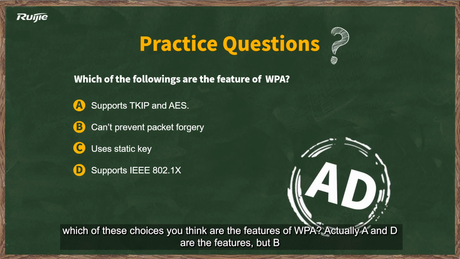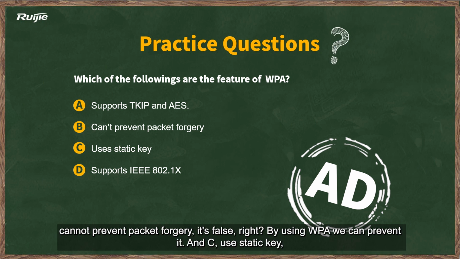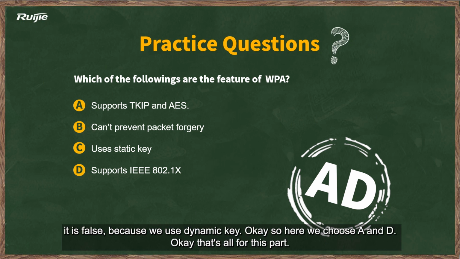Actually, A and D are the features. B, cannot prevent packet forgery, is false, right? By using WPA, we can prevent it. And C, uses static key, is false because we use dynamic keys. Okay, so here we choose A and D. Okay, that's all for this part.